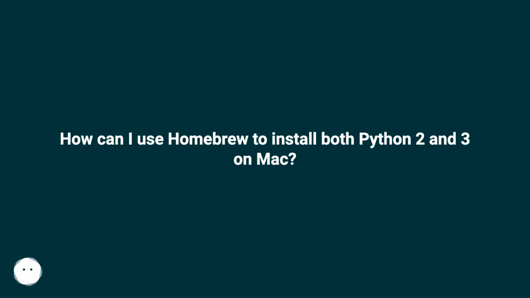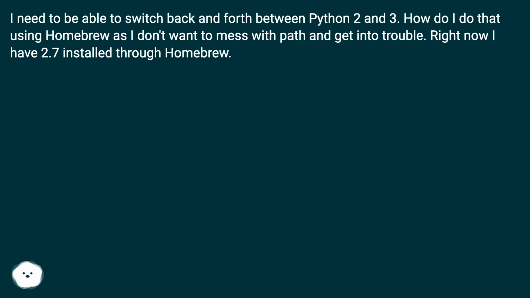How can I use Homebrew to install both Python 2 and 3 on Mac? I need to be able to switch back and forth between Python 2 and 3. How do I do that using Homebrew, as I don't want to mess with Path and get into trouble? Right now I have 2.7 installed through Homebrew.